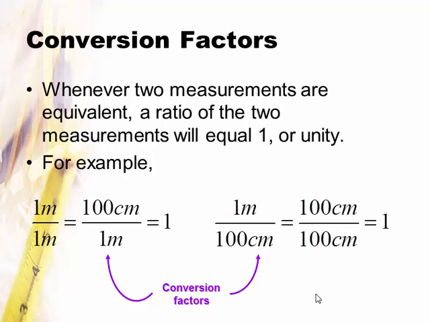So, in this case, a meter over a meter should be 1. But 100 centimeters is the same size as 1 meter, so 100 centimeters over 1 meter is essentially also 1. Okay? In fact, you could flip this over like this. It really doesn't matter which one you put on the top or the bottom. As long as you have the same size measurement on the top and the bottom, you've got a factor that equals 1.